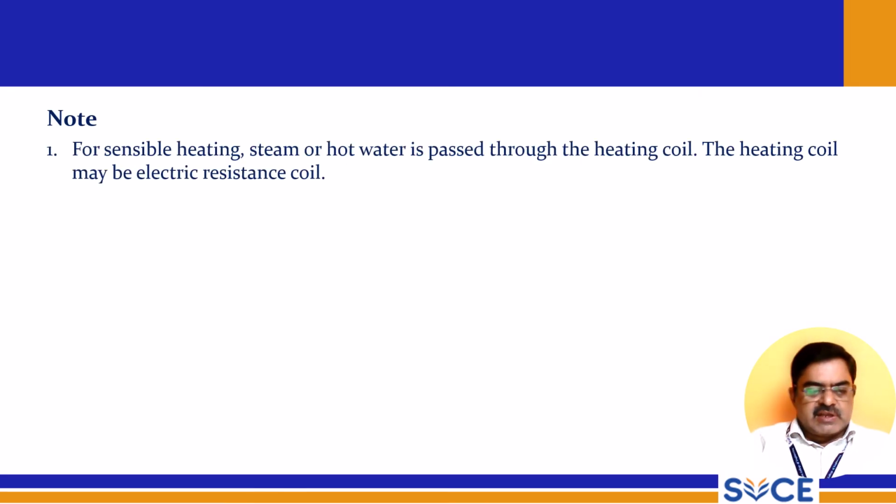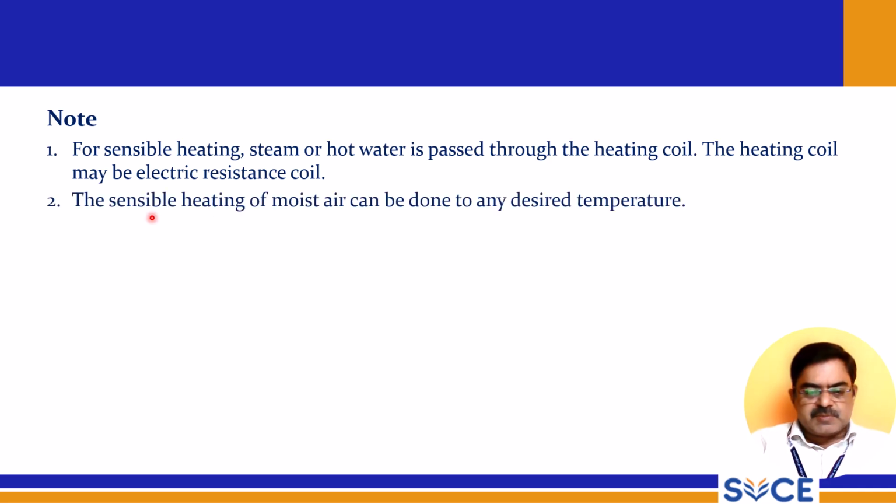So now we see these are the salient points you should remember. For sensible heating, steam or hot water is passed through the heating coil. The heating coil may be an electric resistance coil. The sensible heating of moist air can be done to any desired temperature. So the sensible heat of moist air can be increased to any desirable temperature also.